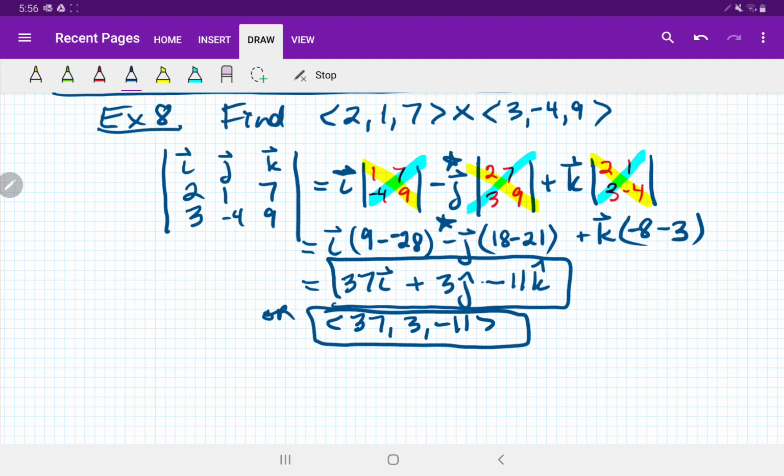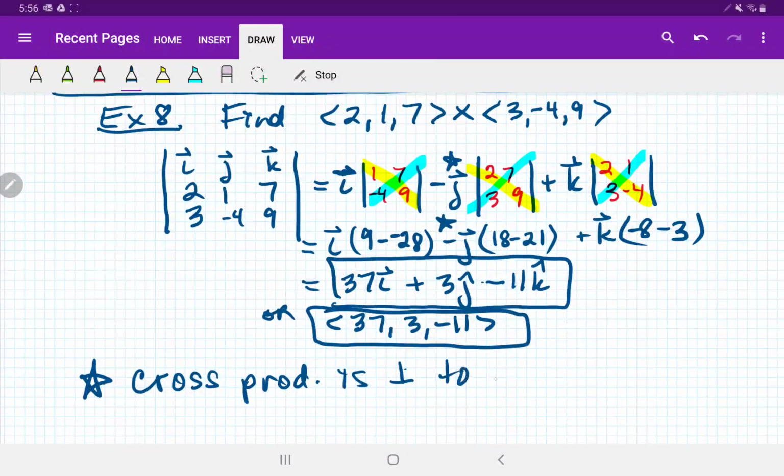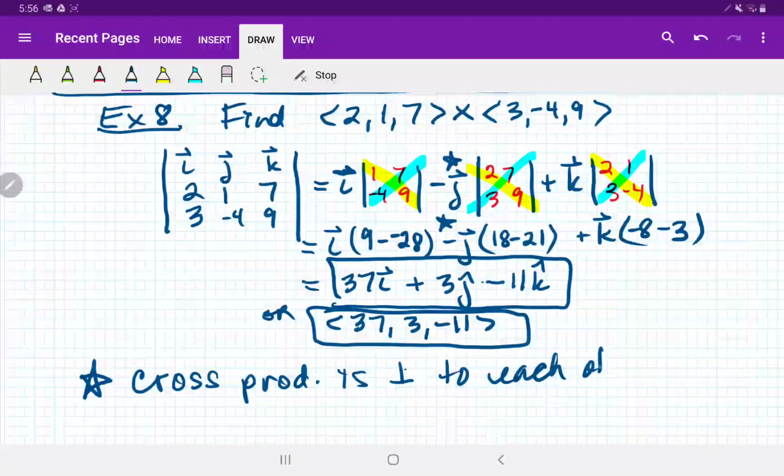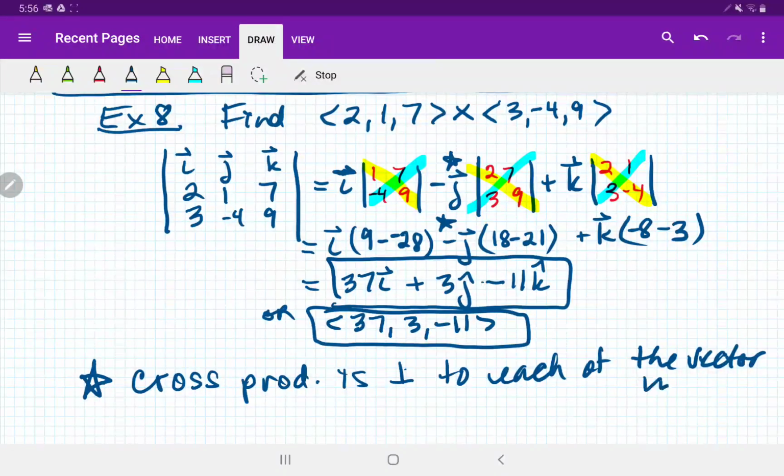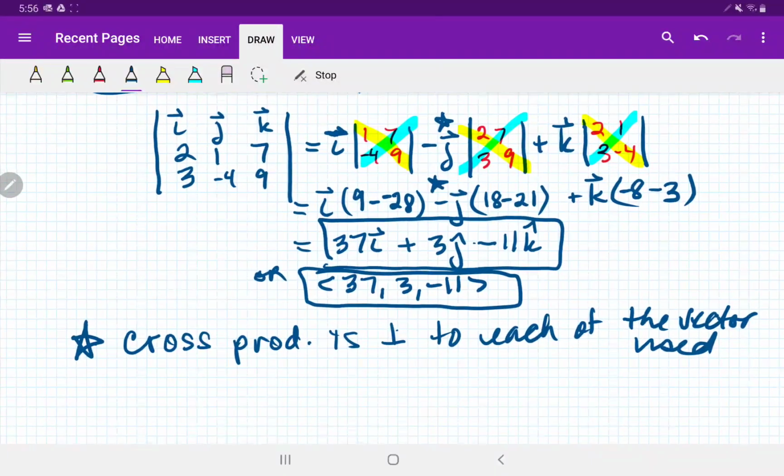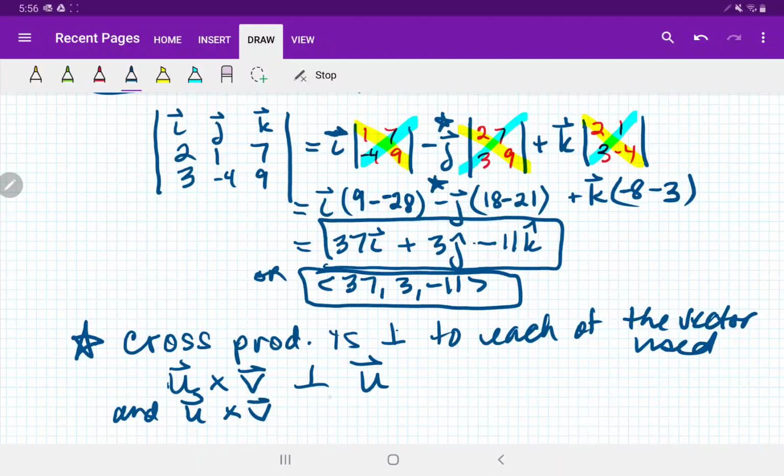So what do I mean by really works? There's a very interesting fact. Okay, the cross product is perpendicular to each of the vectors used. Let me show you that in format. This is u cross v, which is a vector, is perpendicular to u, and u cross v is also perpendicular to v.